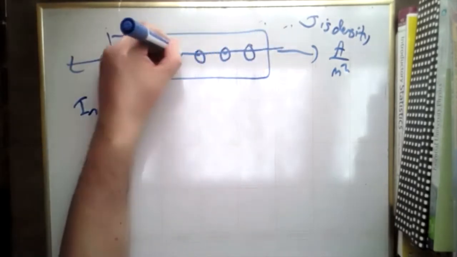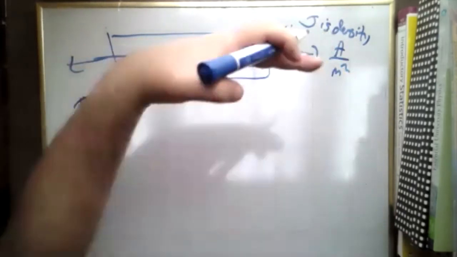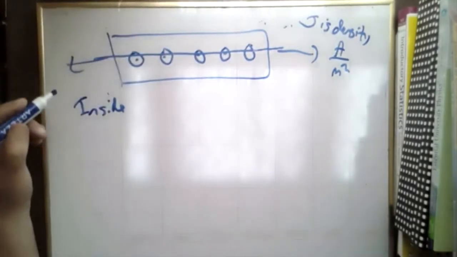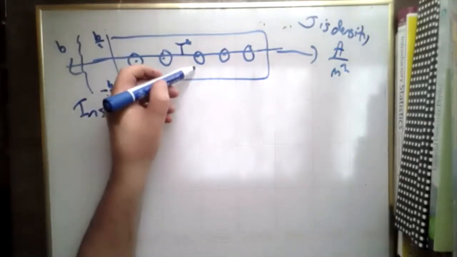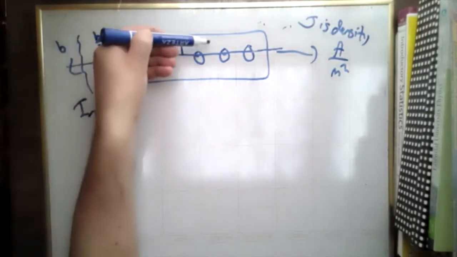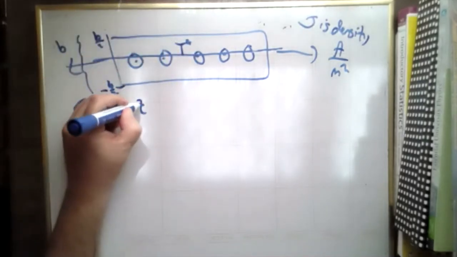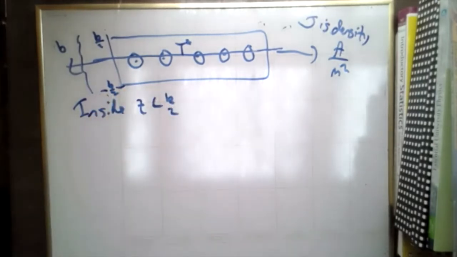So here is my XY plane right here. Let me make sure I got my parameters right. What was my total height? B was the total height. So this right here is B over 2. And down here would be negative B over 2. And I'm going to go up a height, say Z. I want to find the magnetic field at a height Z above the XY plane inside the material. So Z is less than B over 2.